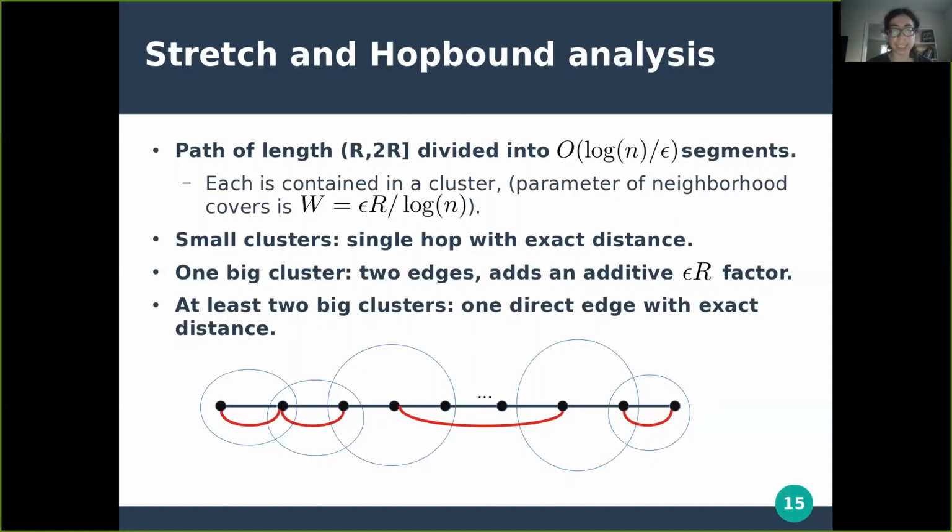But the more important case is when there are at least two big clusters on the path. And in this case, we've added a direct edge between the two furthest big clusters on the path. So intuitively, the idea is that by adding a clique between big cluster centers, we're reducing the whole number of hops between these two endpoints of the path. And this is how we can get the hop bound. Remember that we had log n over epsilon segments, and we basically showed that we are adding roughly log n over epsilon times a constant number of edges for all of these clusters. So we'll get stretch 1 plus epsilon and hop bound roughly log n over epsilon.